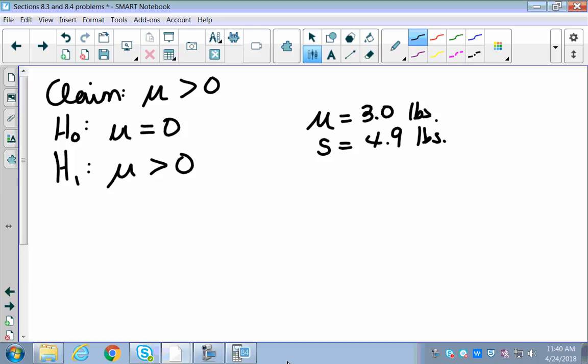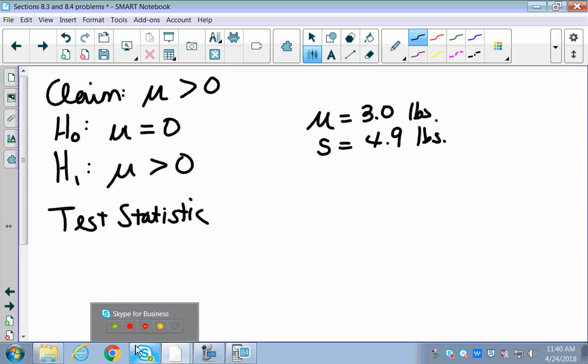So I have to decide on my test statistic. I'm going to use T, absolutely. Why am I using T? Yes, first off, it's a mean. And then I do not have the population standard deviation. I don't know what that population standard deviation is, so I have to use my t-test. Okay?